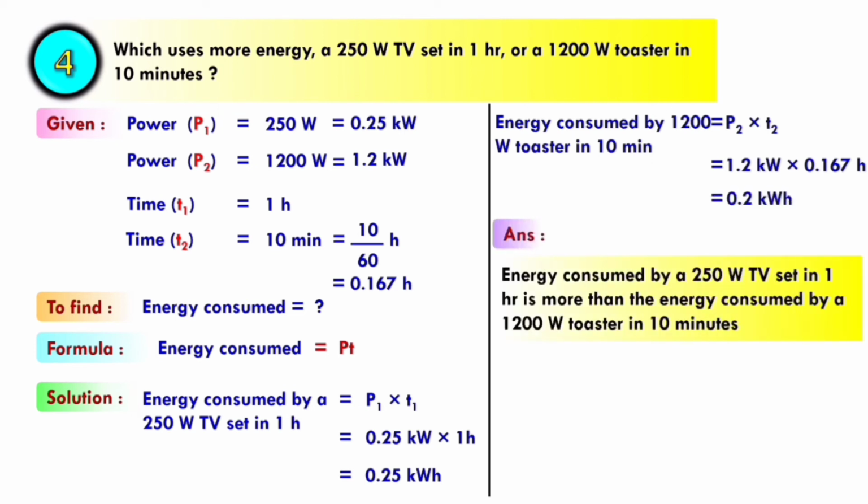So the answer is energy consumed by a 250 watt TV set in 1 hour is more than the energy consumed by a 1200 watt toaster in 10 minutes. So see here, the energy consumed by 250 watt TV set in 1 hour is more than the energy consumed by a 1200 watt toaster in 10 minutes. Alright.